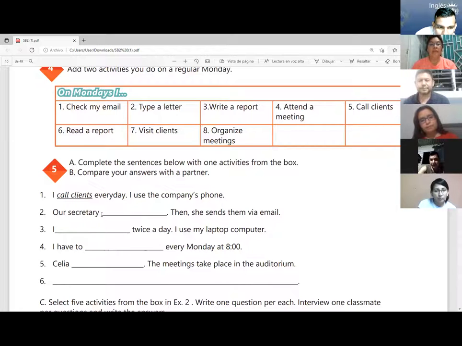Okay, well, number two, our secretary. ¿Qué hacemos cuando utilizamos he, she, or it con el verbo? What do we do to the verb? Okay, so. Writes a report. Types a letter. Okay, or writes a letter, or types a letter. Okay, types a letter.